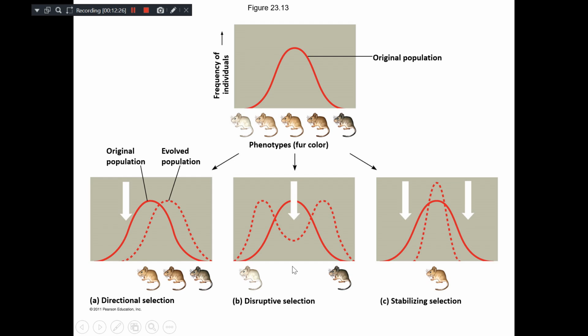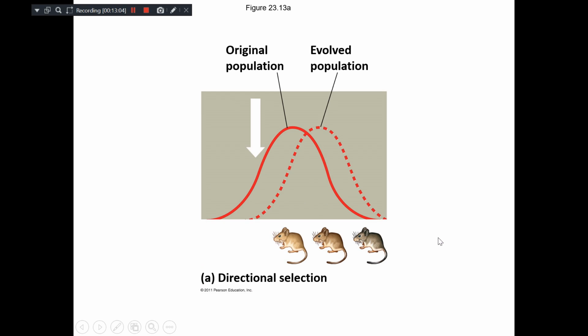Disruptive selection. See here, the original population. Here one extreme end is selected, and on the other extreme end also it is selected. It selects only this and this, and these three of intermediate characters do not have any chance. This is disruptive. In stabilizing selection, it will select the most intermediate type. It will eliminate all the extremes at both ends and favor only the most intermediate type.